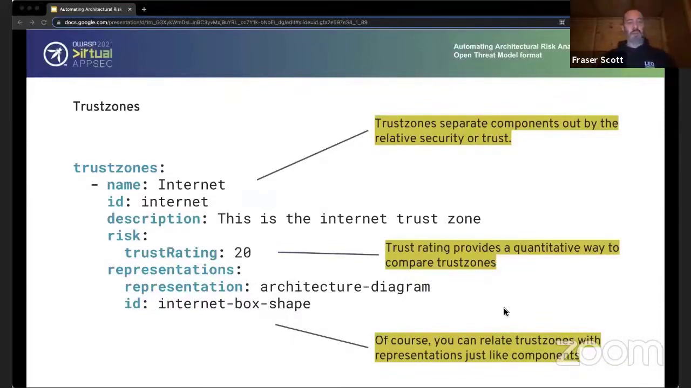And trust zones can be associated with a particular representation. So depending on how you're looking at a particular system, you may need to invoke or ignore different types of trust zones.